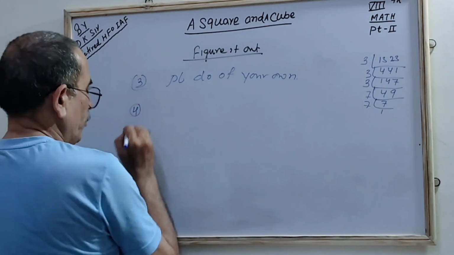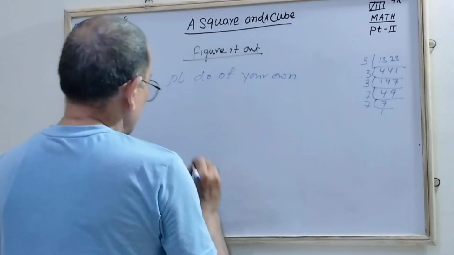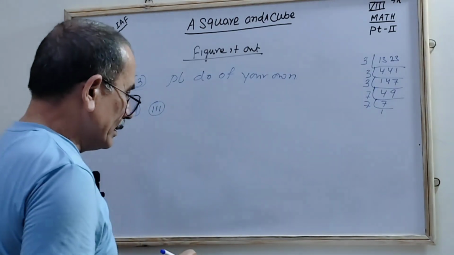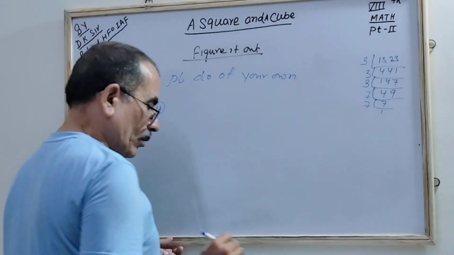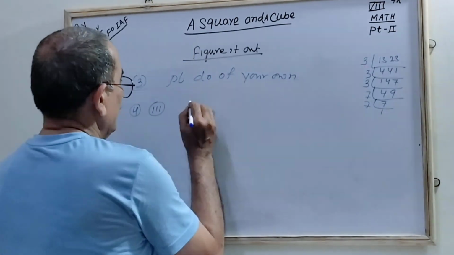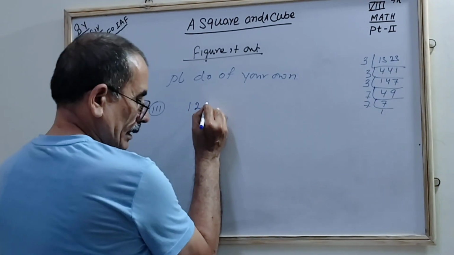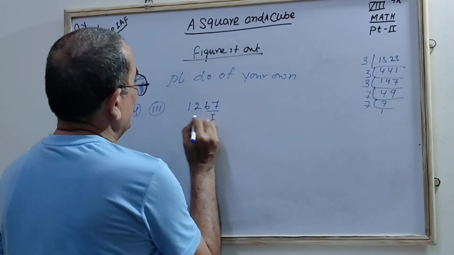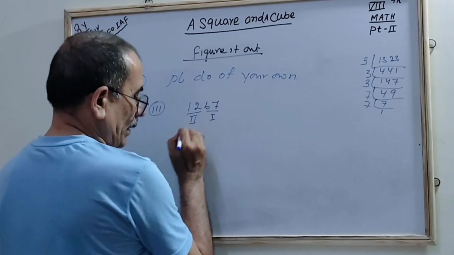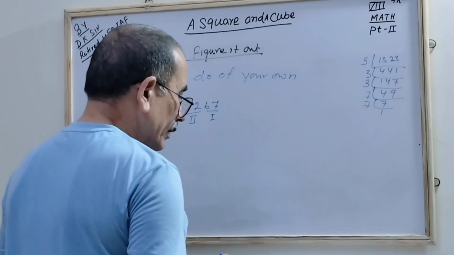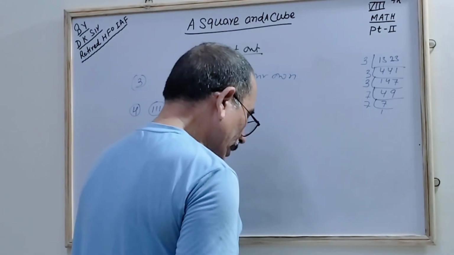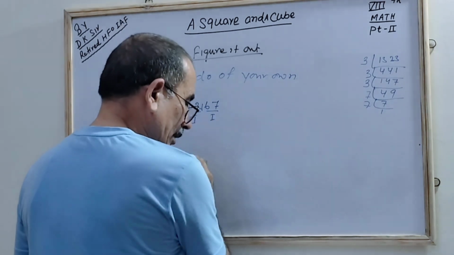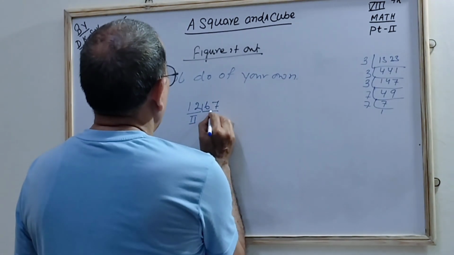Question number 4. What is question number 4? The example 4, the third one. We will see. The number given is 12,167. Correct? You make it into parts. First part and this becomes the second part. Group 1, correct? And group 2. This is the 167. Correct? The 167 you are making group 1.